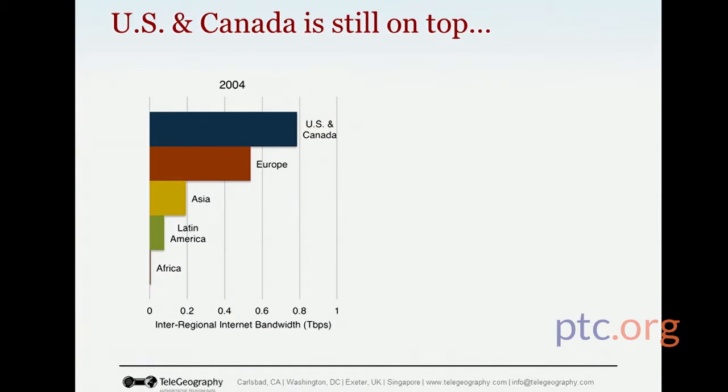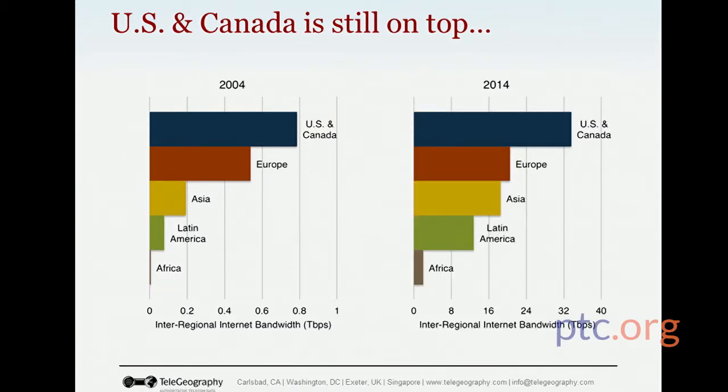So how have things changed? Kind of surprising, right? You saw the map with all the lines getting very big. Well, the fact is the US and Canada still has a large amount of interregional bandwidth connected to it, followed by Europe, Asia, Latin America, Africa again. But you can see that Asia and Latin America have been growing fairly rapidly and have nearly reached the same level as Europe here.